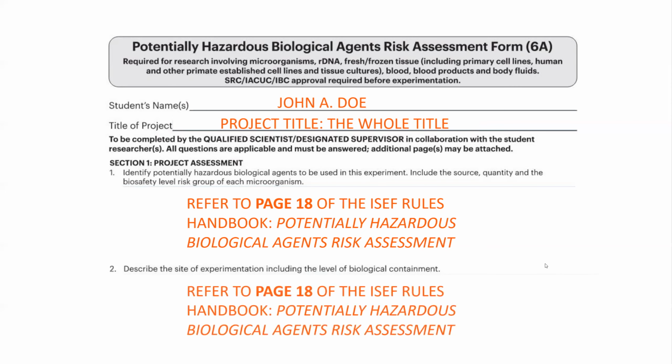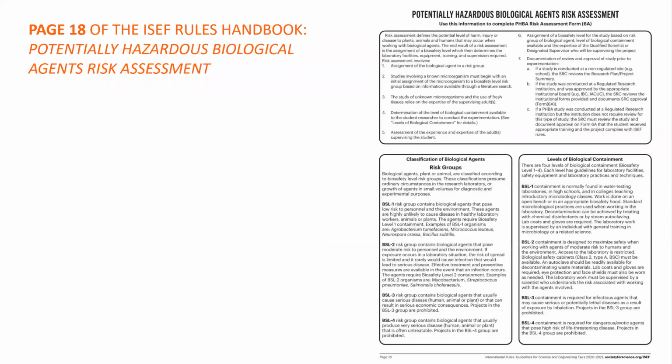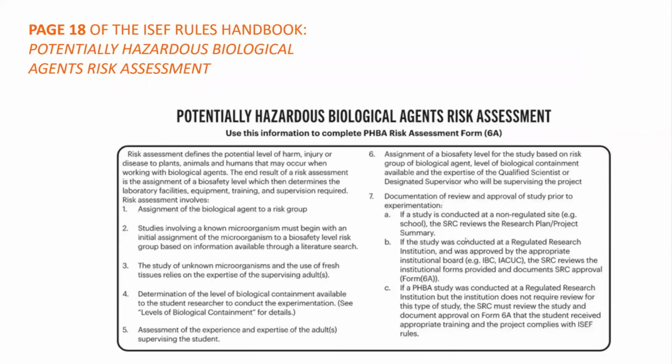Let's take a look at page 18 to define the biosafety level risk group as asked for in question number 1, and the level of biological containment asked for in question number 2. This is page 18, the potentially hazardous biological agents risk assessment. This page has 3 components. The first walks you through the process of conducting a risk assessment.